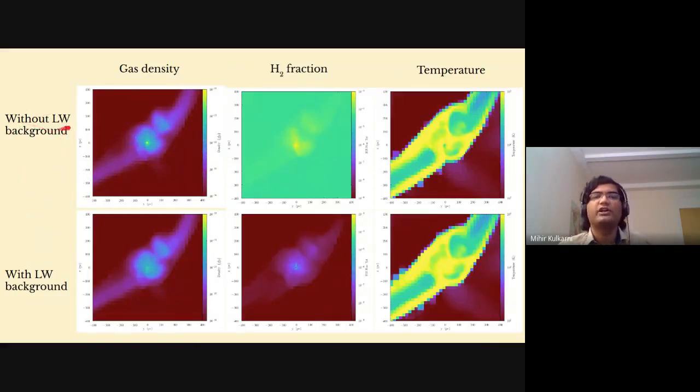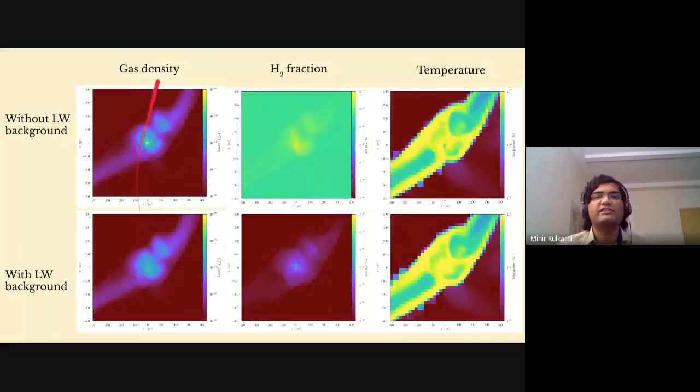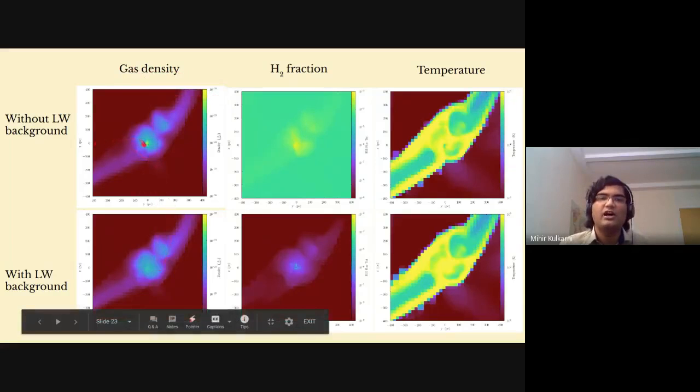This is showing a slice of the same halo without any Lyman-Werner background radiation, and the same halo in the presence of Lyman-Werner background radiation. This is using all the same scales, and we can see that there is a difference in the gas density. That is, in the absence of Lyman-Werner radiation, gas reaches much higher densities in the center than in the presence of Lyman-Werner radiation.